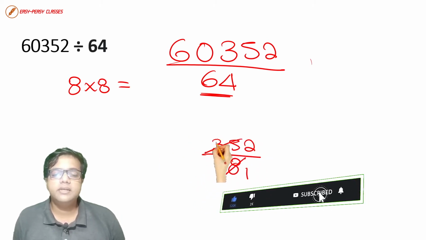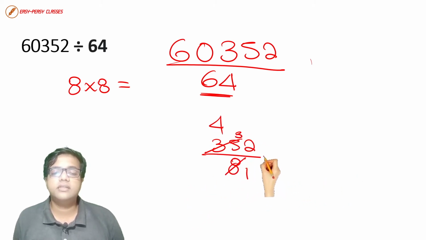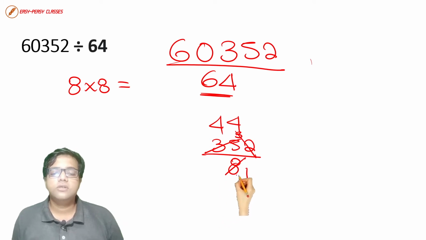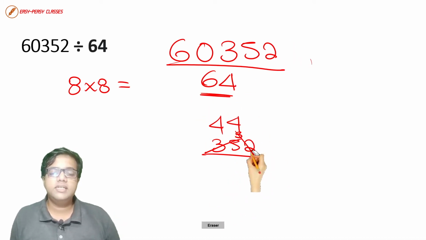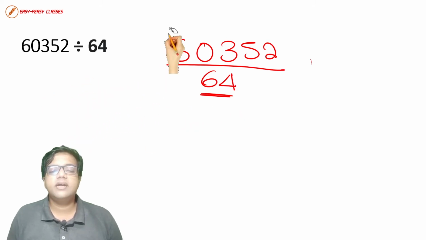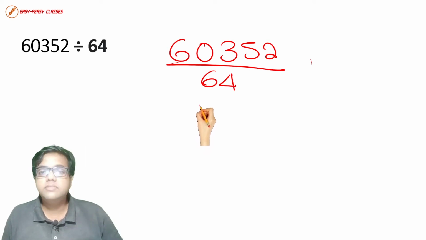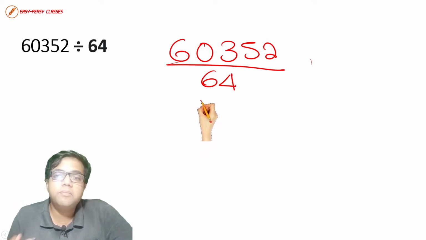8 1s are 8, 8 4s are 32, 35 minus 32 will leave you a remainder of 3. Again 32 is there, 8 4s are 32. So the last three digits are getting divided by 8. Therefore the whole number is divisible by 8, so we can divide both the numbers by 8. This is where the divisibility rules come in handy.